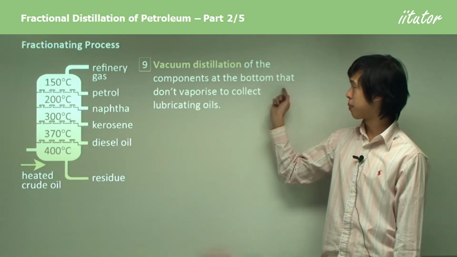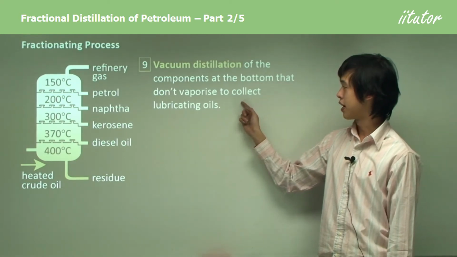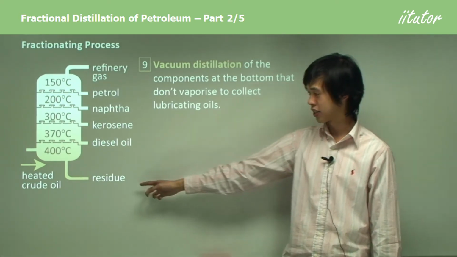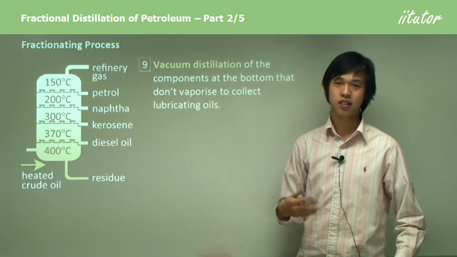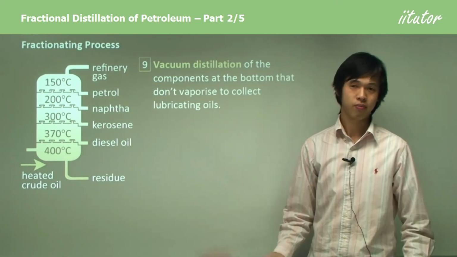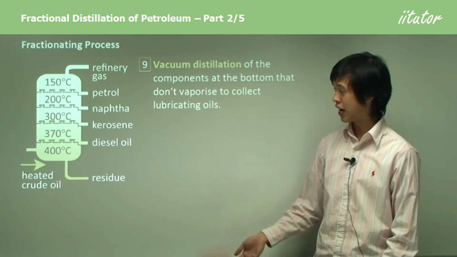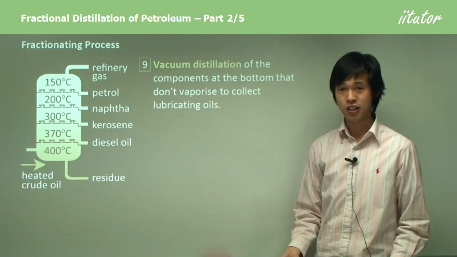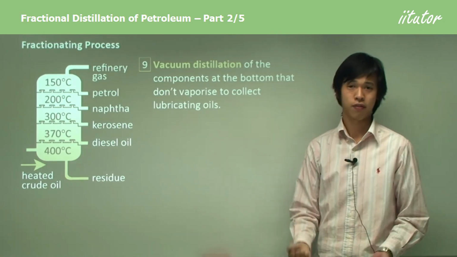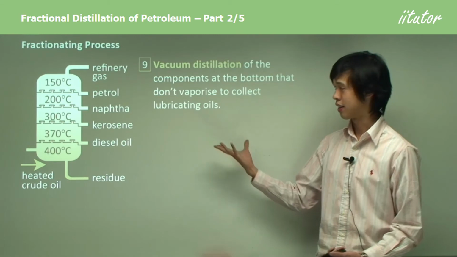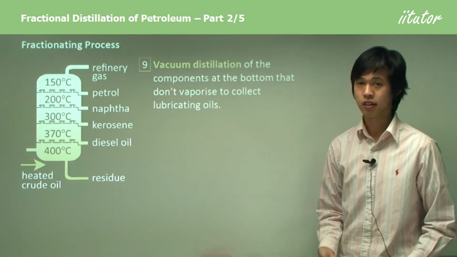Vacuum distillation of the components at the bottom that don't vaporize to collect lubricating oil. So basically we just suck out the last bits because we want to use all of this crude oil that we've painstakingly dug out of the ground. So we try to use as much of it as possible. So we grab the last bits as lubricating oil. So when you have your car and you need to put oil in it, that's what we mean by lubricating oils, so that it doesn't jam.